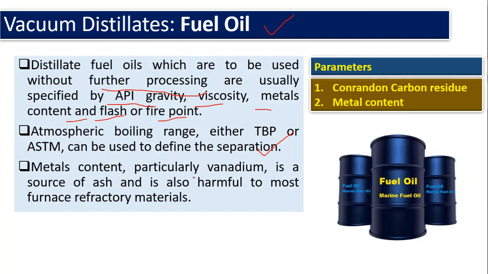And metal content, particularly vanadium, is the source of ash and is also harmful to most furnace refractory materials. Normally these fuel oils are used for burning in submarines and some other burners, and basically steam crackers and some other places. So you have to be concerned about the metal content, vanadium especially, because if the concentration is high, then it produces ash, and it also has negative effects on the refractory of the furnaces, because fuel oil is used in furnaces also. So this is all about the three products from the vacuum distillate.